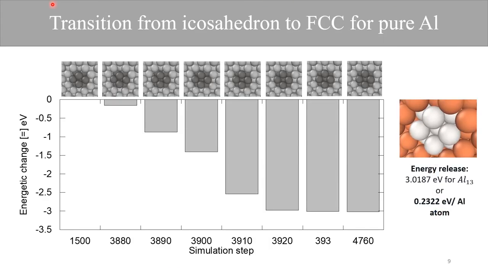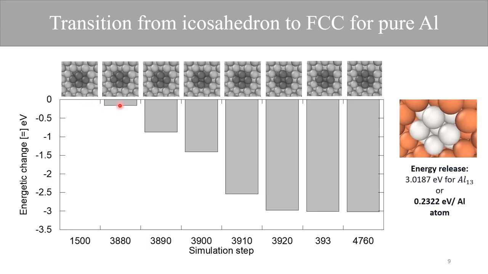So in this slide, we present the energetics of the transition from an icosahedron to FCC for the pure aluminum. So in the first image, we can see the icosahedron in the middle of an FCC box that is then minimized. So we see the evolution and how at the end the orientation the atoms have is FCC.